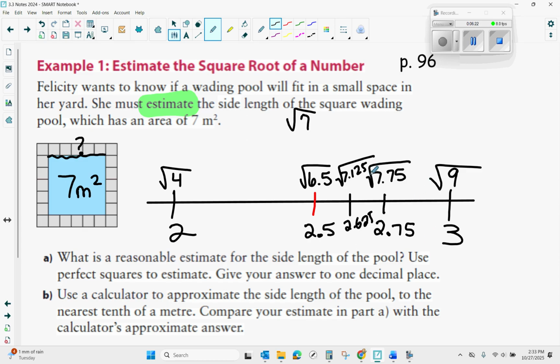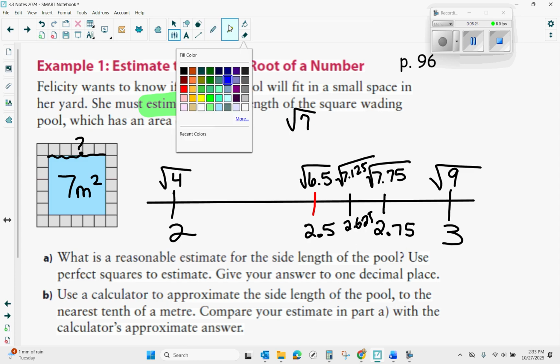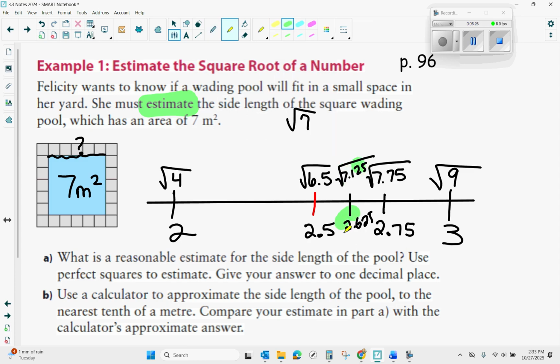So the square root of 7 is very close to the square root of 7.1. And since it's a little bit less than 7.1, I'm going to say maybe 2.6, because 2.6 is a little bit less than 2.62. So 2.6 meters would be my estimate for the side length of that pool.